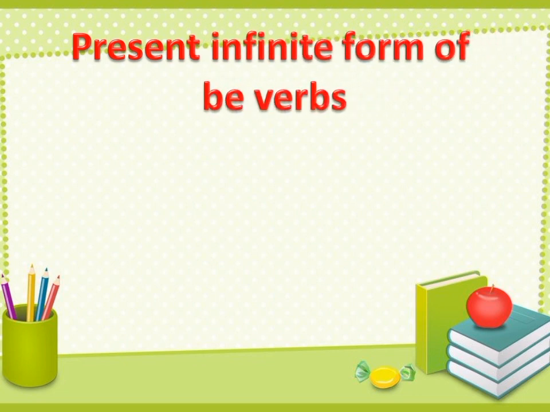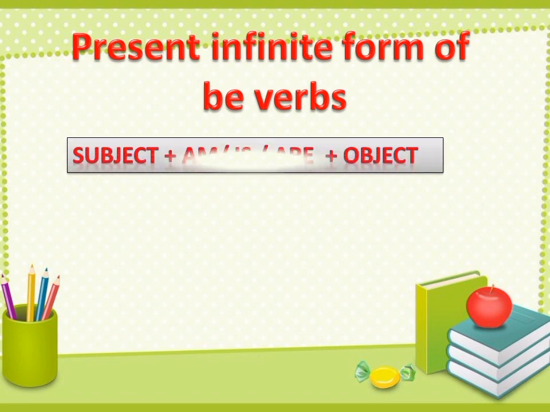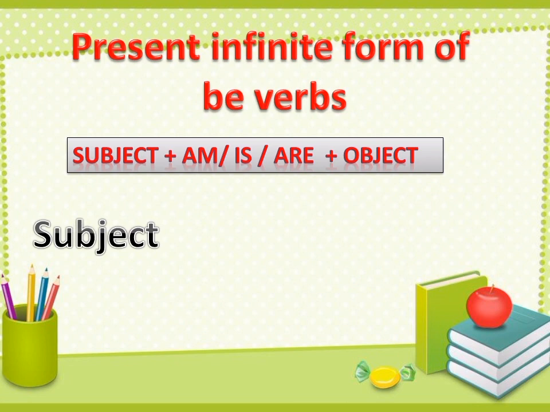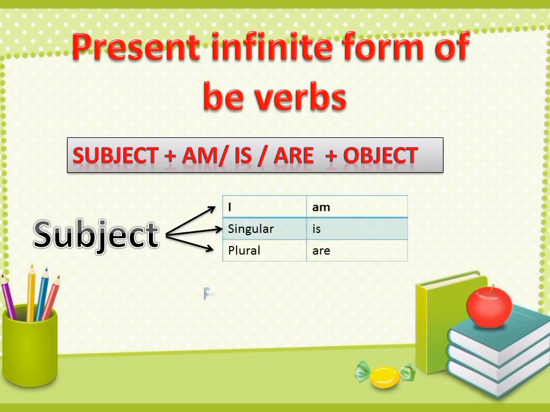First, let's learn about present infinite form of be verbs. The sentence structure is subject plus am, is, are plus object. When the subject is I, we can use am. When the subject is singular, we can use is. When the subject is plural, we can use are. Examples: I am a farmer. She is a nurse. They are good doctors.